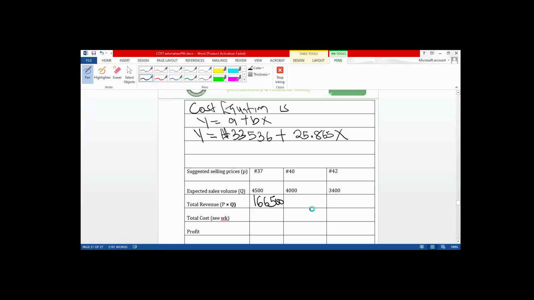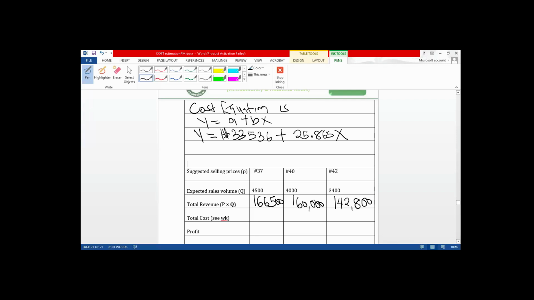Next, at 40 naira, volume is 4,000. What is the revenue? 160,000. At a price of 42 naira, sales is 3,400 units. What will be the revenue? 142,800. You have gotten total revenue.